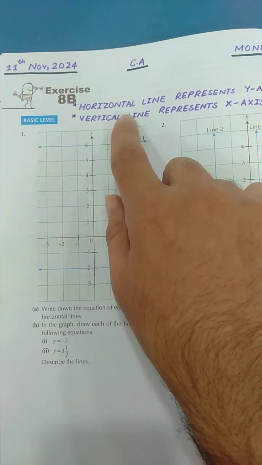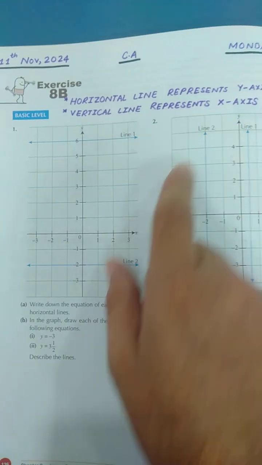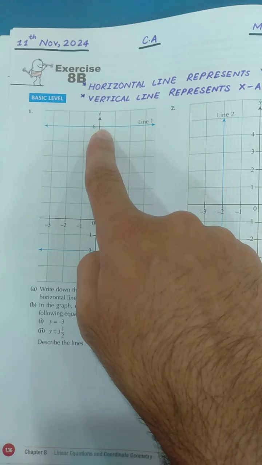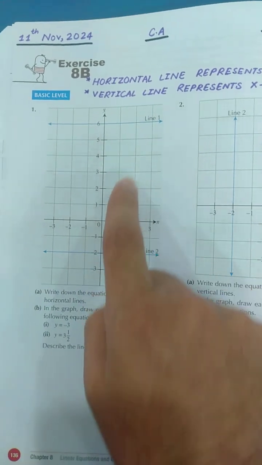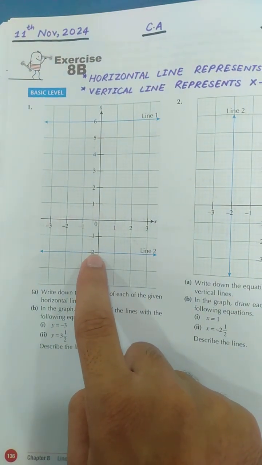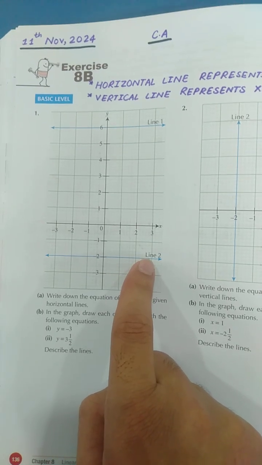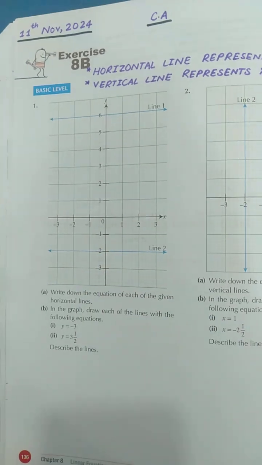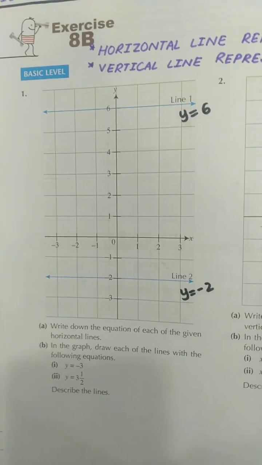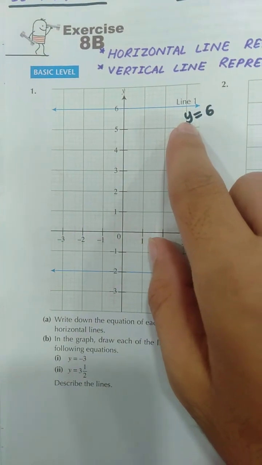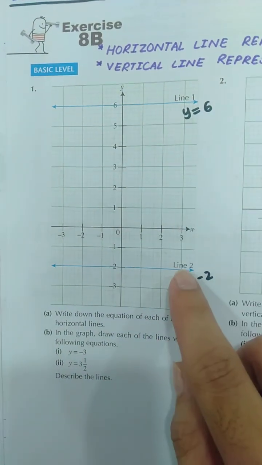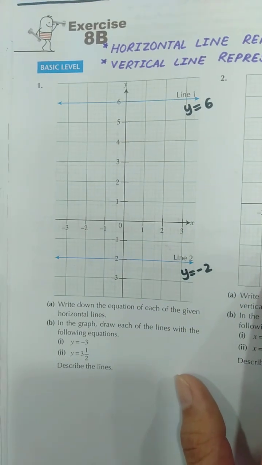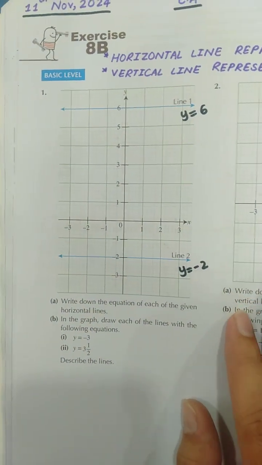What we studied is that a horizontal line represents the y-axis. So the equation of line 1 will be y is equal to 6, since it is on 6, and line 2 is on 2, so it will be y is equal to minus 2, because it is present on the negative y-axis. As you can see, I also wrote the answer, y is equal to 6 for the equation of line 1 and y is equal to minus 2 for the equation of line 2 for you. Hope part A is understandable now.